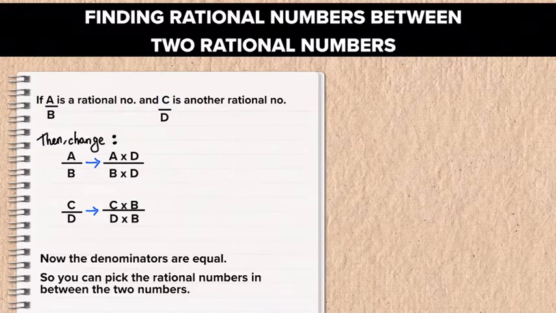Now as you can see, the denominators are equal. Denominators अपने equal बन गए, b into d and d into b. Okay, अब denominator equal बन गए. अब we can easily pick rational numbers between the two numbers. Okay, if you are confused, let's see an example of how to do this.